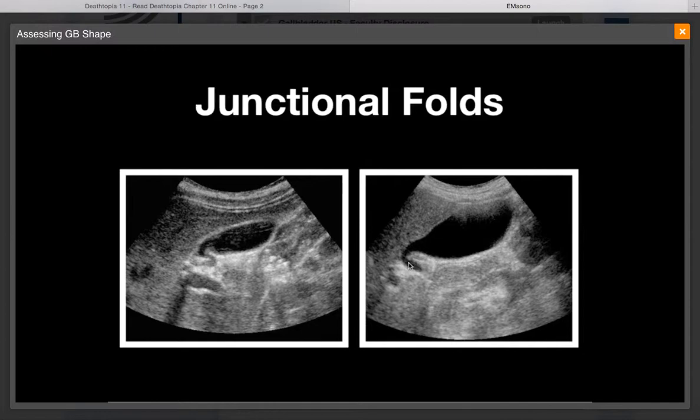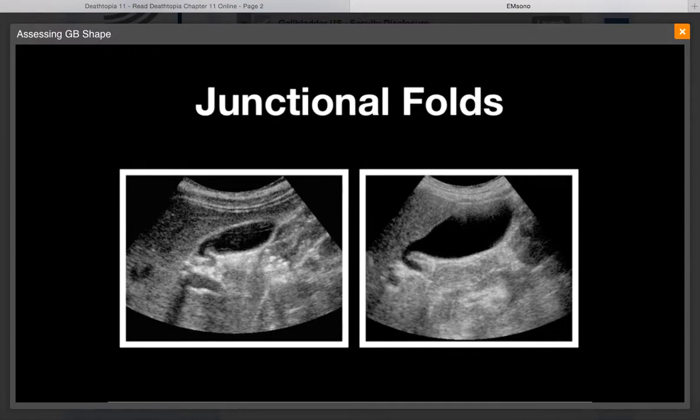Frequently, folds are seen in the region of the gallbladder neck. These are of clinical significance since these folds can provide locations where the gallstones can be trapped. In both of these images, the typical fold is seen near the gallbladder neck. So you want to keep an eye out for these because these are areas where stones can then subsequently get trapped.